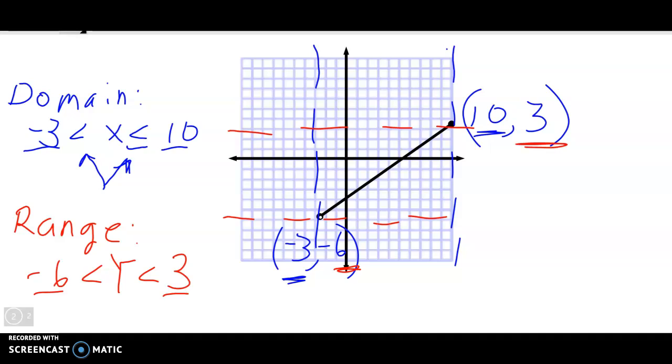I write it in. The bottom one is hollow, so I leave that as is. The top one is solid. I got to put the line underneath. So the range is -6 less than y less than or equal to 3. So the range is in between -6 to 3.